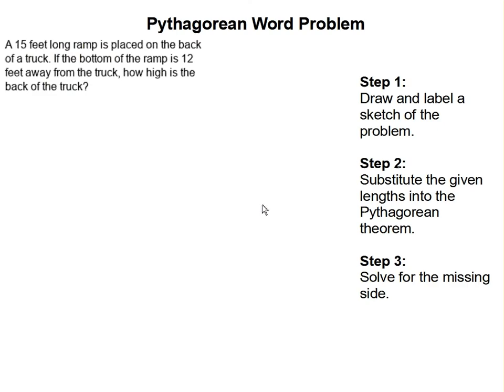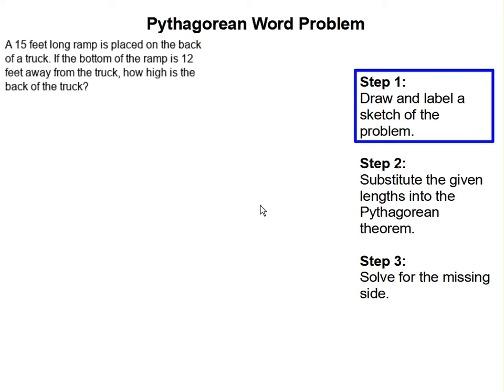Alright, let's do a Pythagorean word problem here. Okay, so the first thing we want to do is draw and label a sketch of the problem. But technically, before you can draw and label the sketch, you should read the problem. Maybe read it 2 or 3 times. So I'll read it for you.